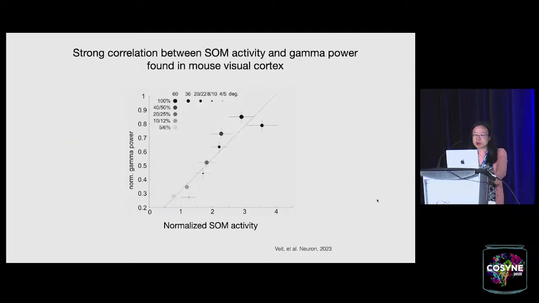In a later work from the same group, they also observed a tight relationship between the SOM activity and the overall gamma power across stimulus conditions. So here, each dot is a visual stimulus condition of different contrast and sizes. We can see that the average activity of the SOM neurons is highly predictive of the overall oscillatory power over the low gamma frequency range.